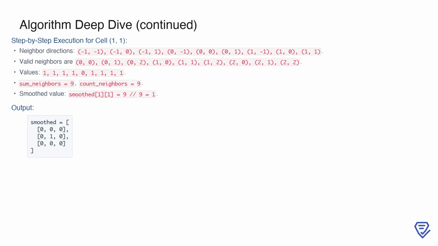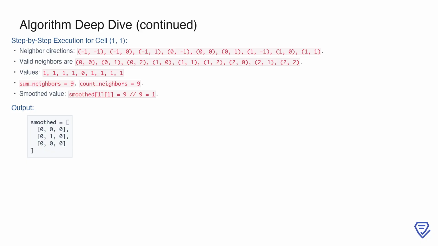The values at these positions are 1, 1, 1, 1, 0, 1, 1, 1, and 1. Summing these values gives sum_neighbors equals 9, and the total number of valid neighbors is count_neighbors equals 9. Using integer division, we calculate the smoothed value for this cell as 9 // 9 equals 1. The result matrix, smoothed, is updated accordingly, with this value stored at position 1, 1.